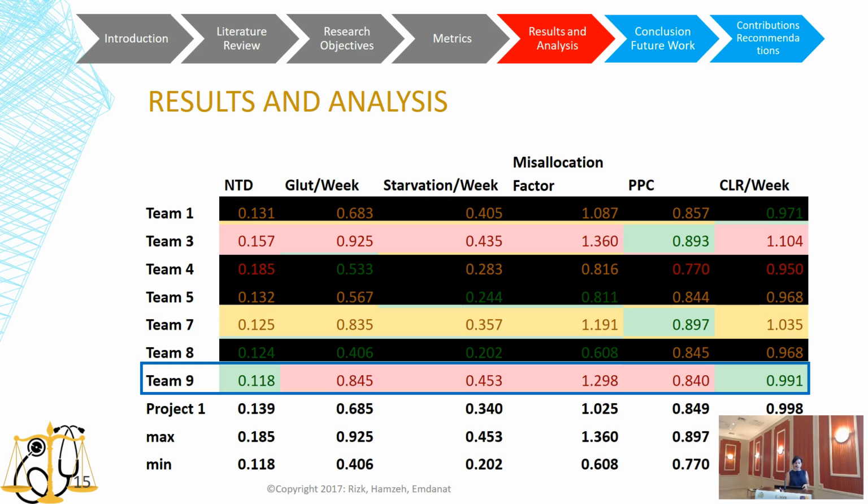If we look at team 9, although this team has the lowest deviation and the closest CLR to 1, it is still misallocating its resources since it is starving 45.3% of its critical activities and wasting 84.5% of the resource availability. Moreover, team 9 also has the second lowest PPC. Therefore, looking at the metrics related to matching the capacity to the load is not enough. Teams should also monitor the allocation of the available resources.